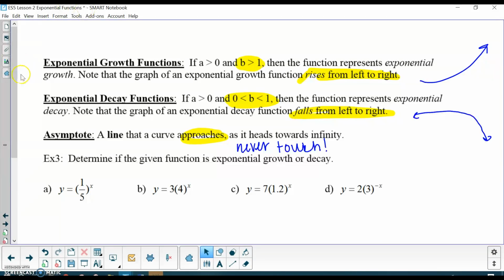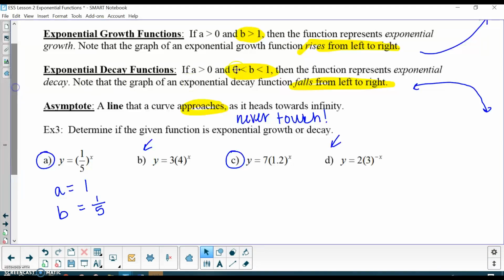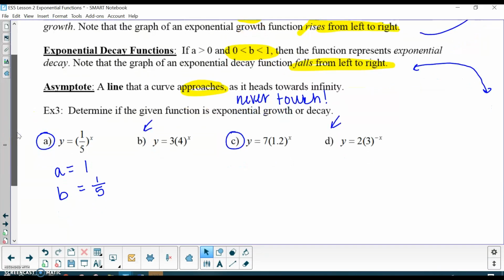Okay, so for these examples, we need to label our A and our B, and we're going to see if they are growth or decay. I'm going to do A and C, and then you're on your own for B and D. Okay, so for A, our A value is 1, and our B value, the base of the exponent, is 1/5. So we need to look at that 1/5 and say, is B going to be bigger than 1, or is it in between 0 and 1? And 1/5 is less than 1, so B is less than 1, so it is a decay.